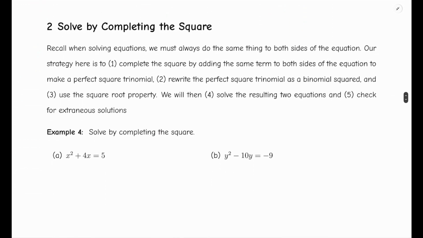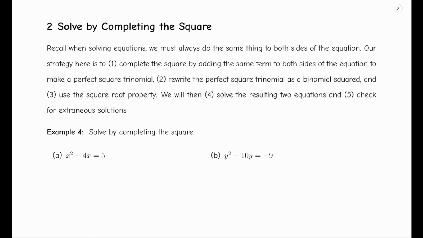Part 2, solve by completing the square. Recall, when solving equations, we must always do the same thing to both sides of the equation. Our strategy here is to complete the square by adding the same term to both sides of the equation to make a perfect square trinomial. Rewrite the perfect square trinomial as a binomial squared and use the square root property. We will then solve the resulting two equations and check for extraneous solutions.